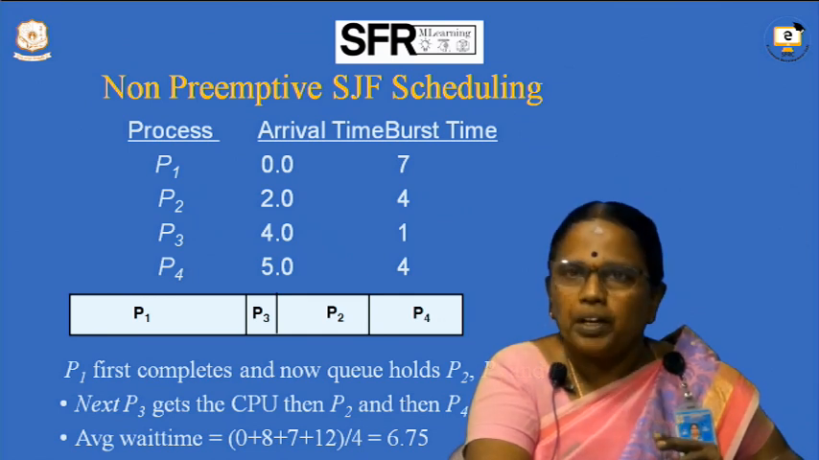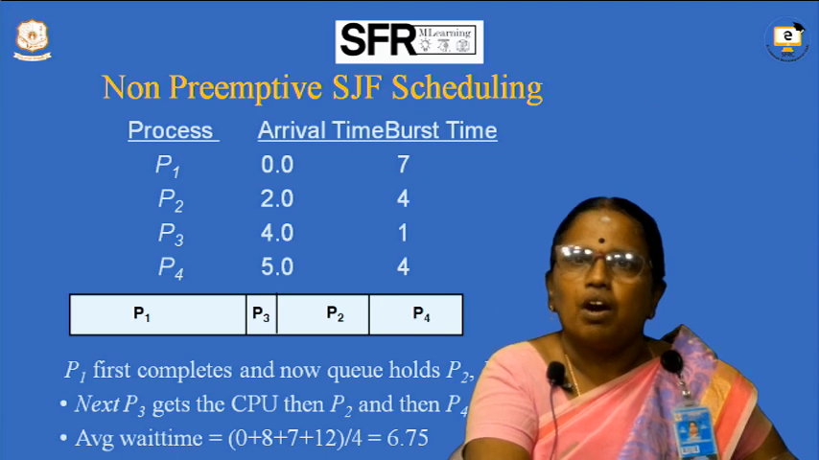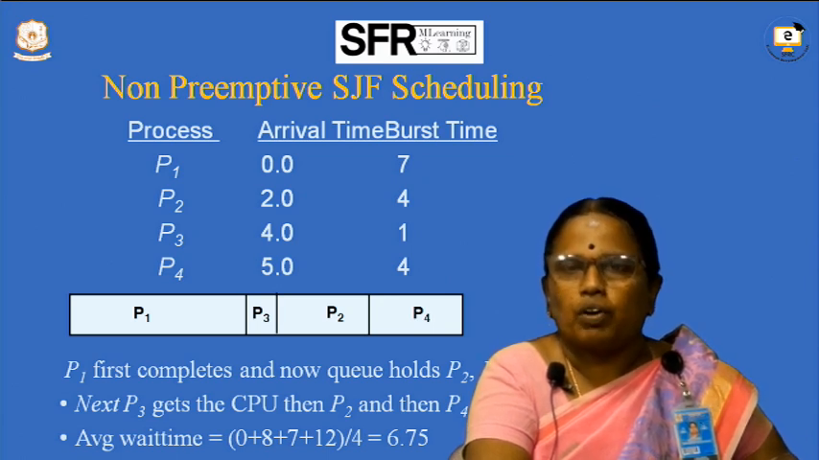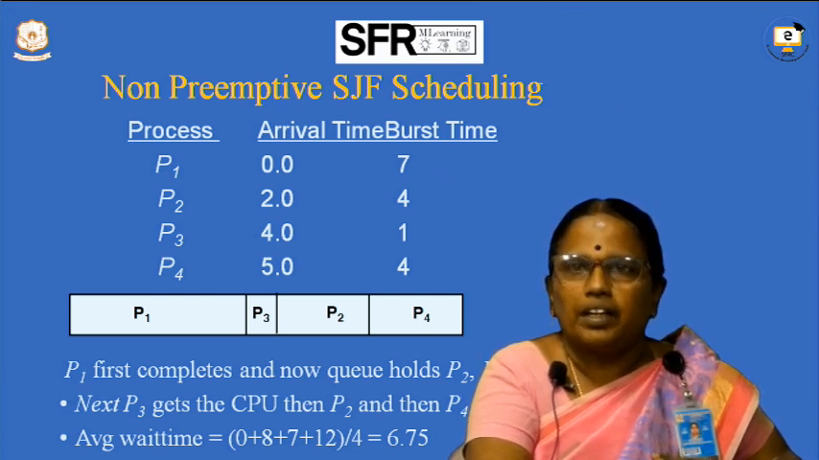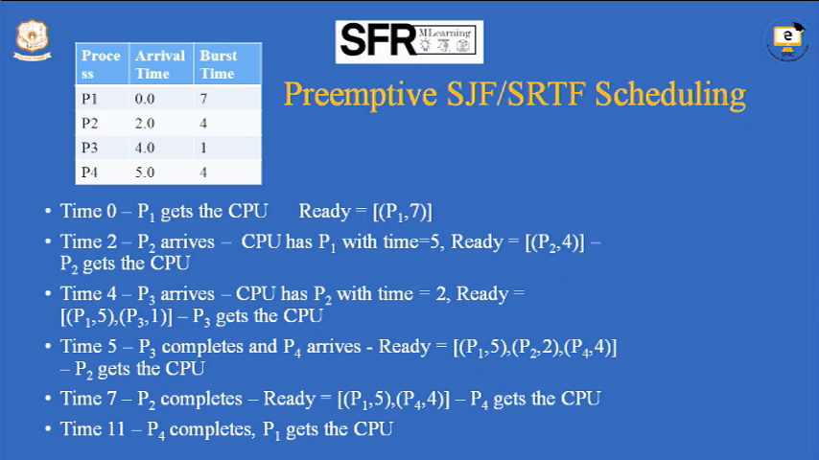So, P1 completes first, and out of the remaining 3, P3 has the shortest time as 1. So, P3 will be executing in the CPU next, followed by P2, followed by P4. Now, the average waiting time: for P1 it is 0, P2 it is 8, P3 it is 4, and for P4 it is 12. So, the average waiting time is 6.75.